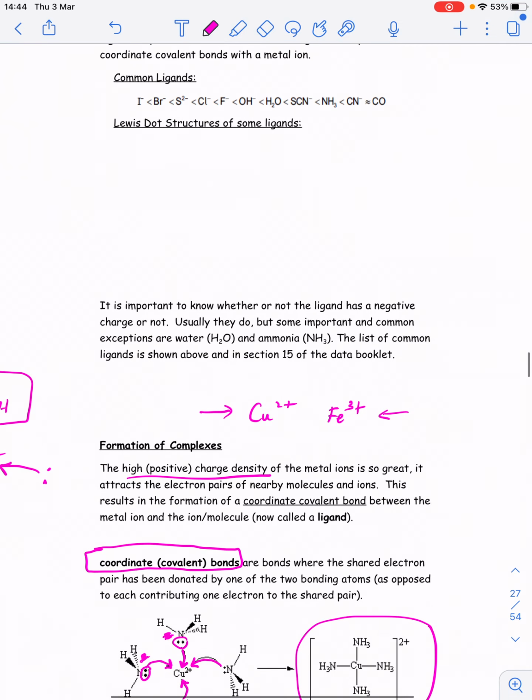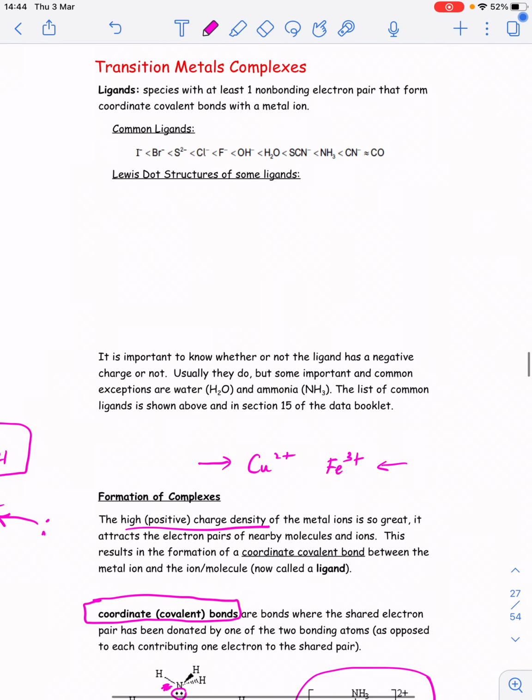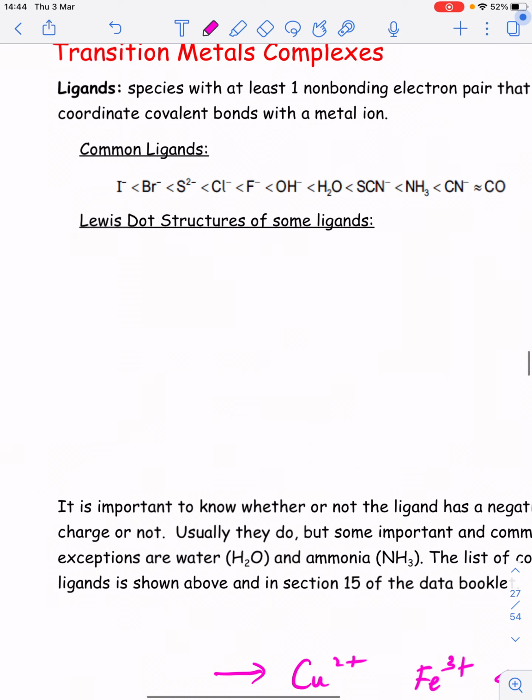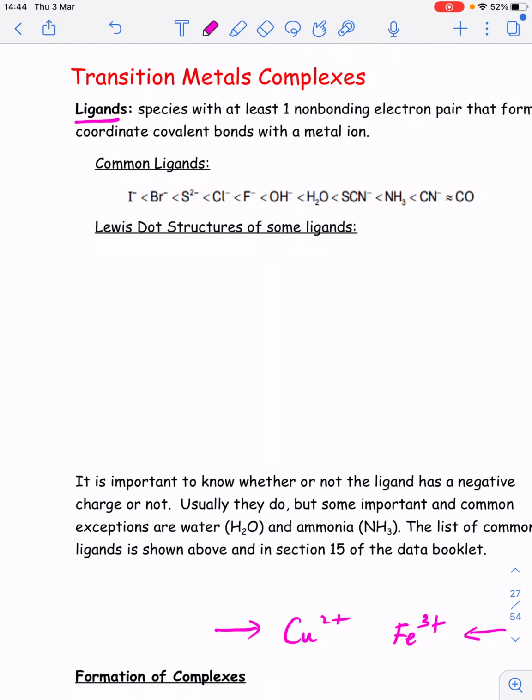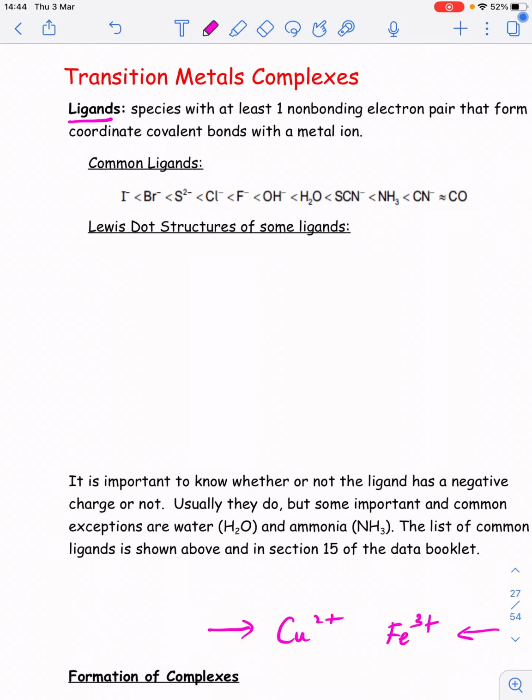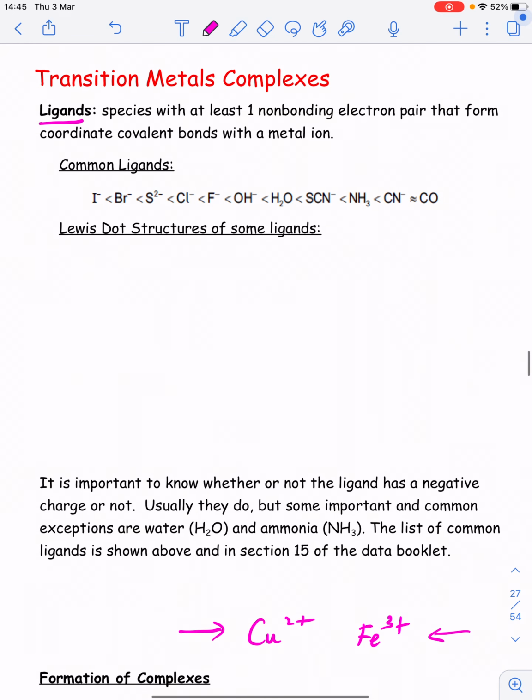Now, these things that attach to the transition metal, we give them a name. We call them ligands. Ligands are species, and I use the term species because it could be an ion, an atom, or a molecule. So different things can act as ligands. We say they are species with at least one non-bonding electron pair, and they need that so that they can form coordinate covalent bonds with a metal ion.